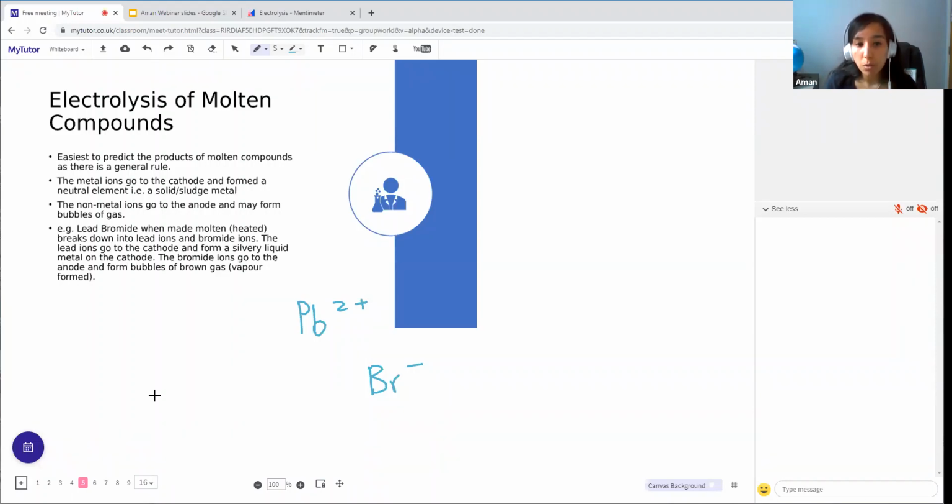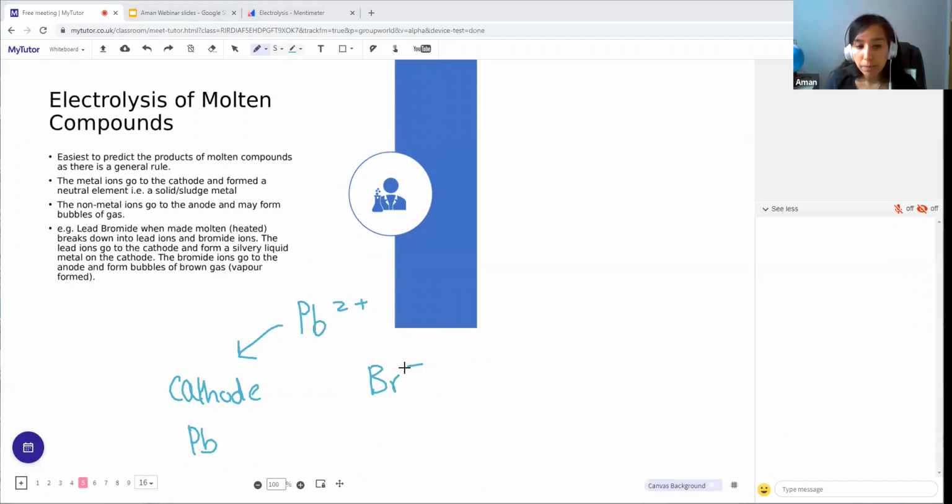The lead ions will be attracted to the cathode, because the cathode is negatively charged. And at the cathode, they will form lead, and usually that forms a silvery liquid metal. In exam questions, they wouldn't expect you to know what state the metal will be formed. It's just important that you know what's formed at each electrode.